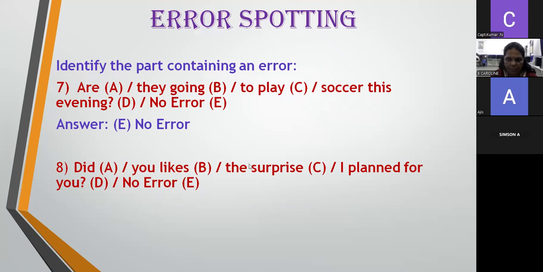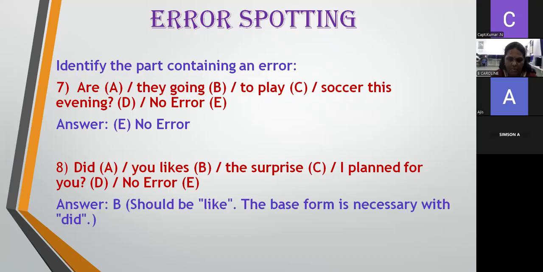Did you like the surprise I planned for you? See here again, the subject is you and the verb is in past tense, did. Any question with the do verb in any form, the main verb must be in the base form or the original form. So it should not be likes, it should be like.